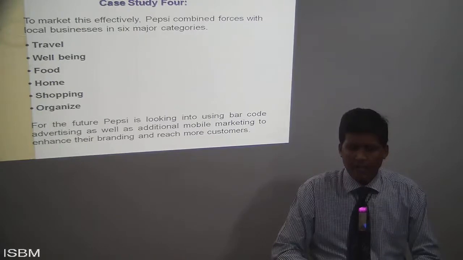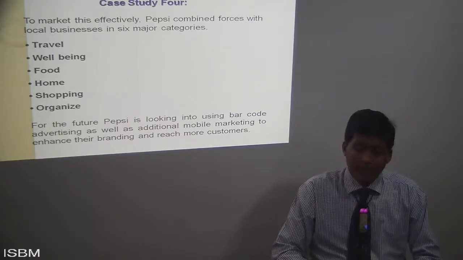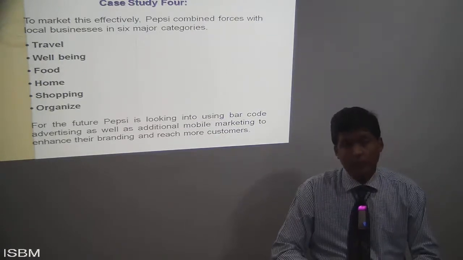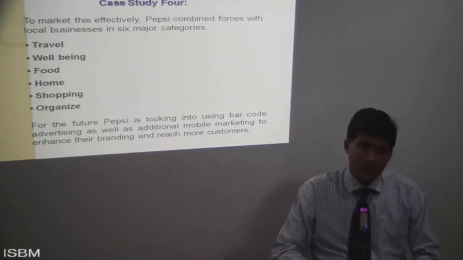Now, to market this effectively, Pepsi combined forces with local businesses in 6 major categories. So Pepsi knew that they couldn't go all alone or solo. So they tagged on other companies or other functional domains as well, so that it becomes very easy. They looked into industries like travel, well-being, food, home, shopping, and organize.